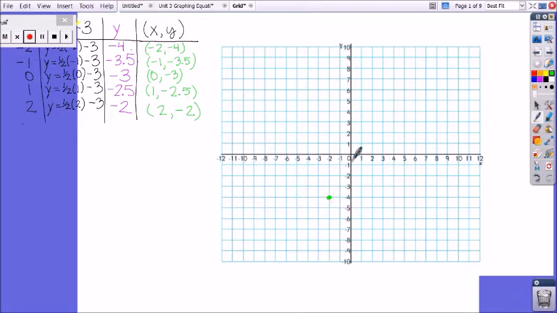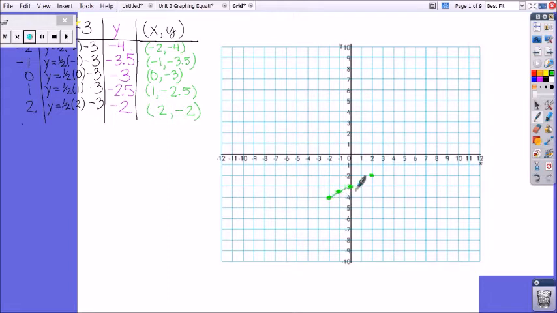First number, -2, to the left 2, down, down, down, down to -4, put a dot. Next point is -1, and then down -3 and a half, so right in between. 0, no left or right movement, down to -3. 1, -2.5, and 2, -2. As best you can, draw a line through your points.